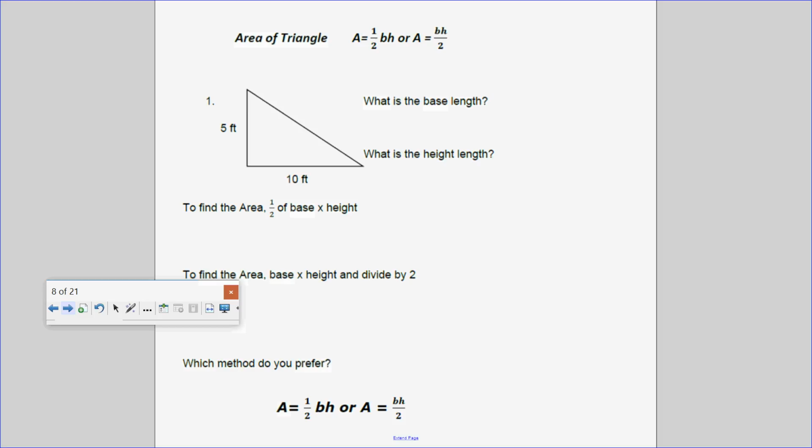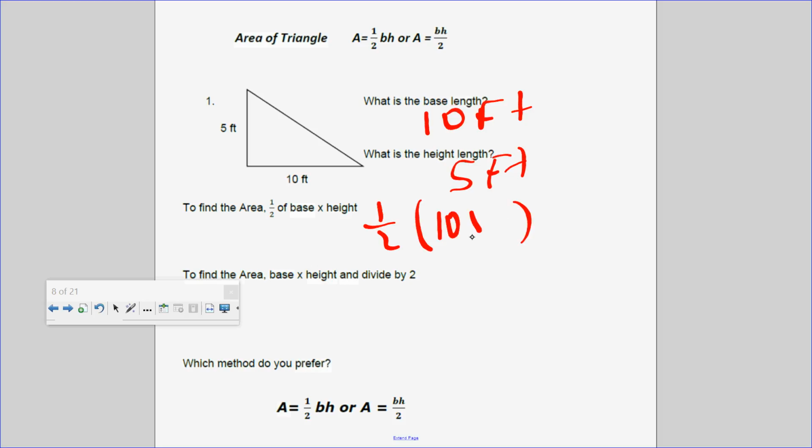So the area of a triangle is half of the base times height. Half of something is the same as dividing by 2, so you could do base times height divided by 2. So let's do an example. This is a triangle. The base length is 10 feet. What is the height length? 5 feet. To find the area, you do half of the base times height. So the base is 10. The height is 5. So half of 50 is 25 square feet.